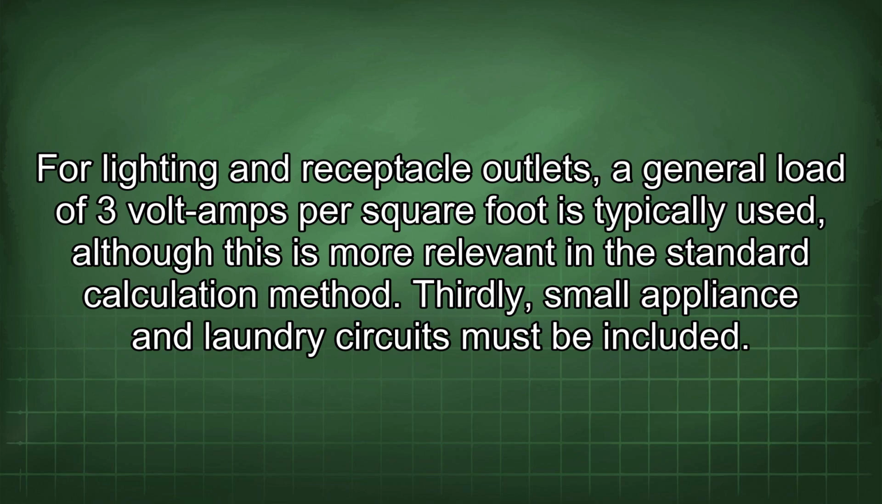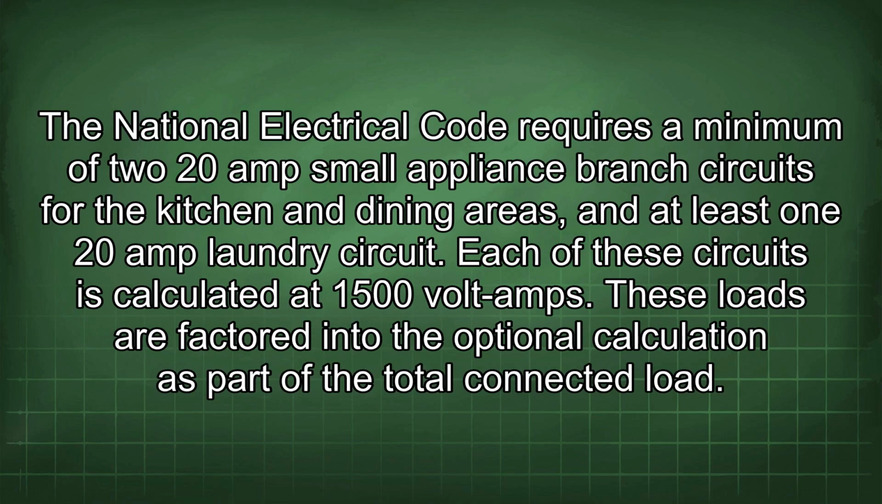Thirdly, small appliance and laundry circuits must be included. The National Electrical Code requires a minimum of two 20 amp small appliance branch circuits for the kitchen and dining areas, and at least one 20 amp laundry circuit. Each of these circuits is calculated at 1500 volt-amps. These loads are factored into the optional calculation as part of the total connected load.